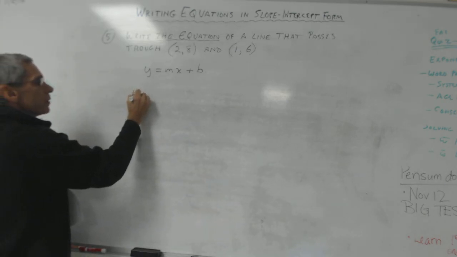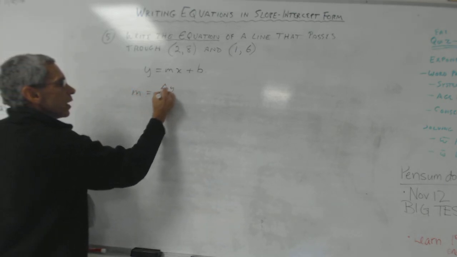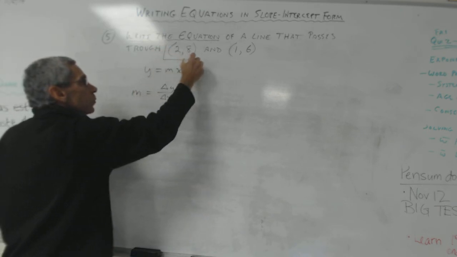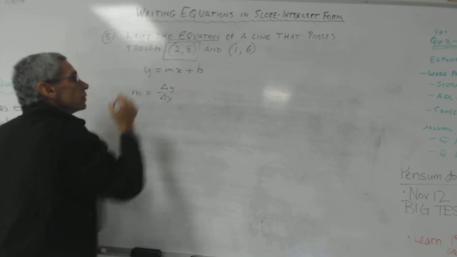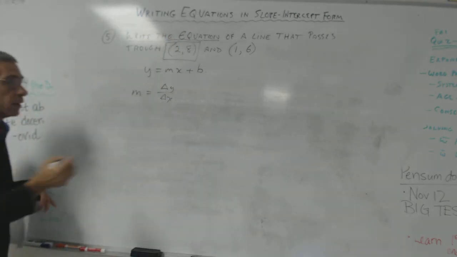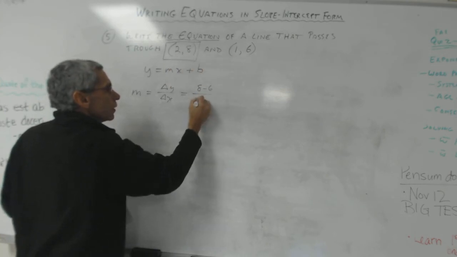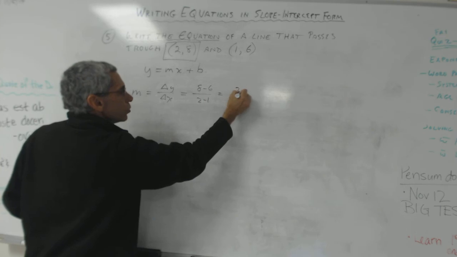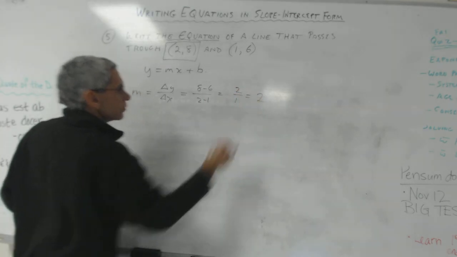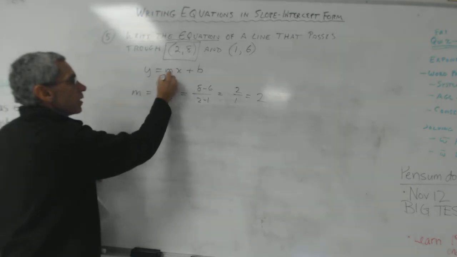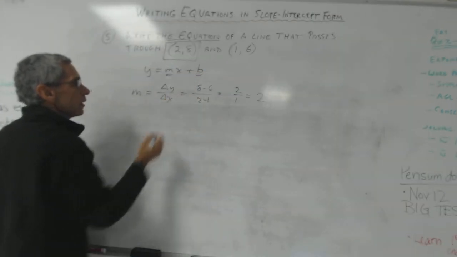So I write m is equal to delta y over delta x. I'm going to choose this one to put a box around. And so I figure out my slope. It's 8 minus 6 over 2 minus 1, which is 2 over 1, which is 2. You with me? All right, I found my m. I now have to find my b.